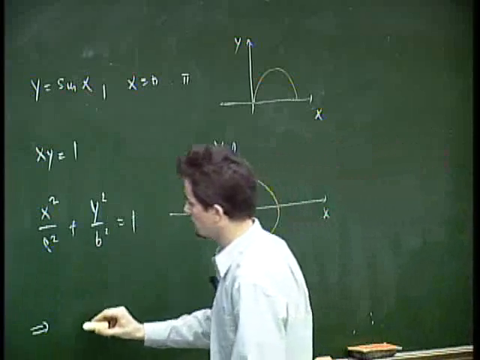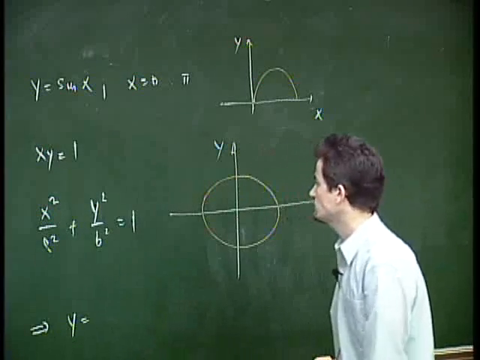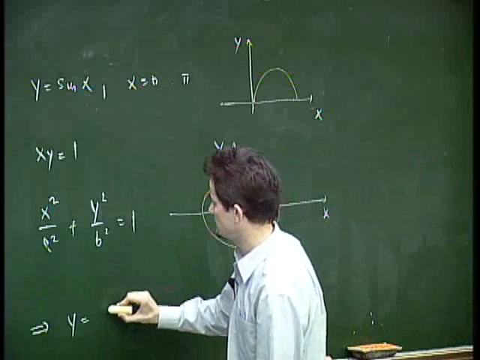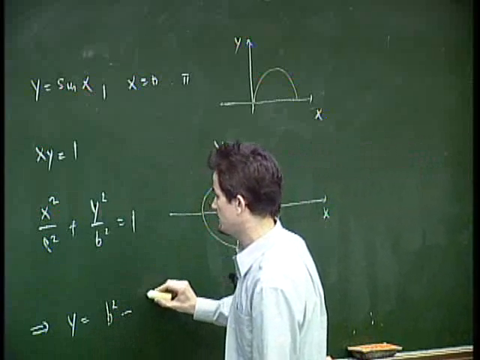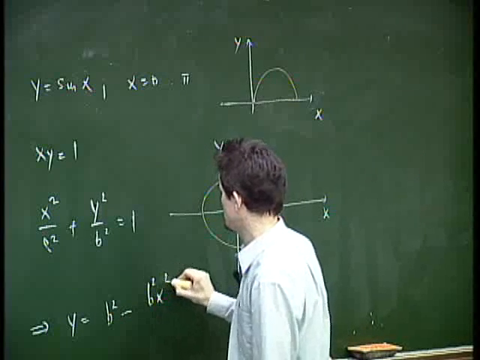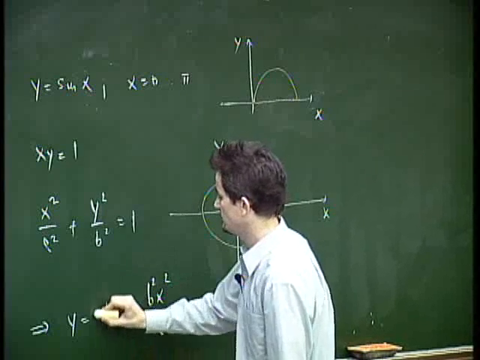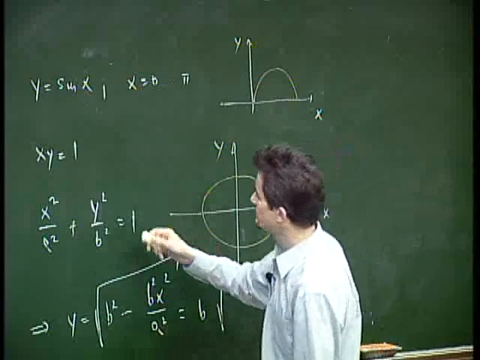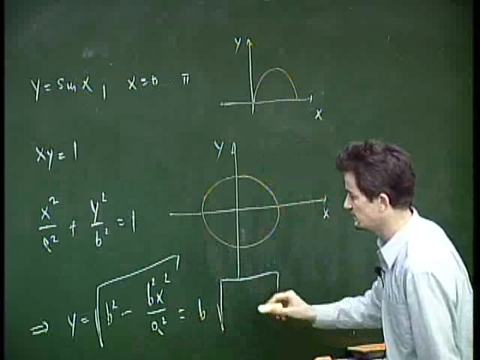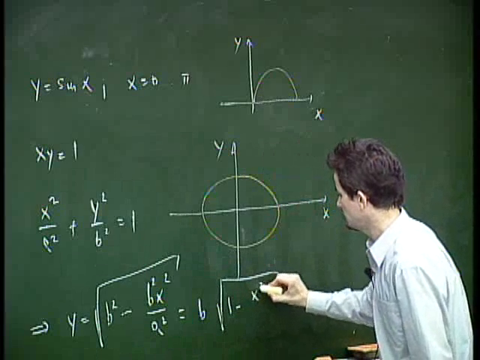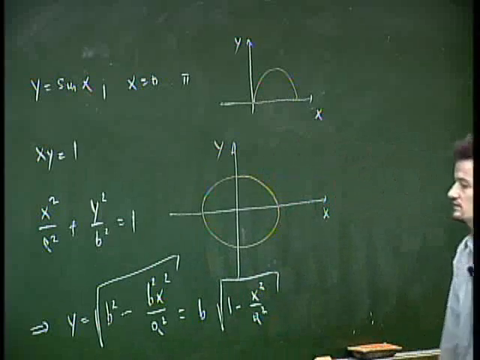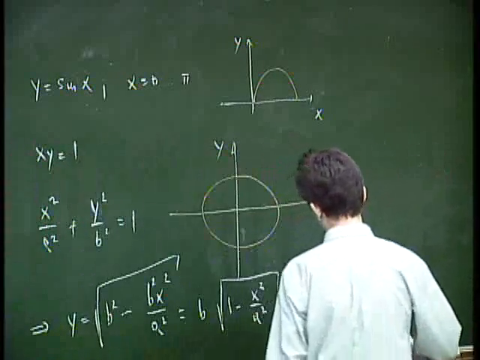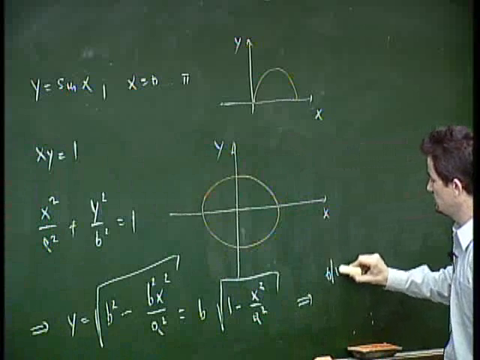So we solve this first for y, and we are just interested in the positive solution. You have b squared minus b squared x squared over a squared. You have the root here, so you have b times, we assume that a and b are both larger than 0, I don't have to say this, the square root of 1 minus x squared over a squared. And what we need for the formula is dy over dx, so we have to differentiate this.